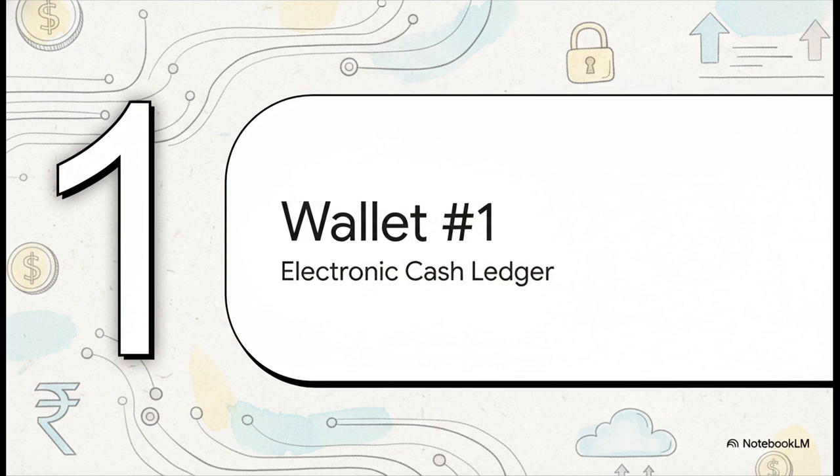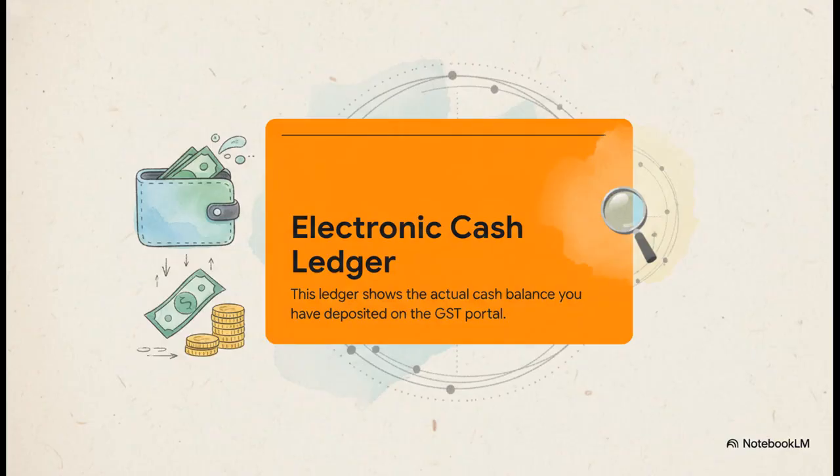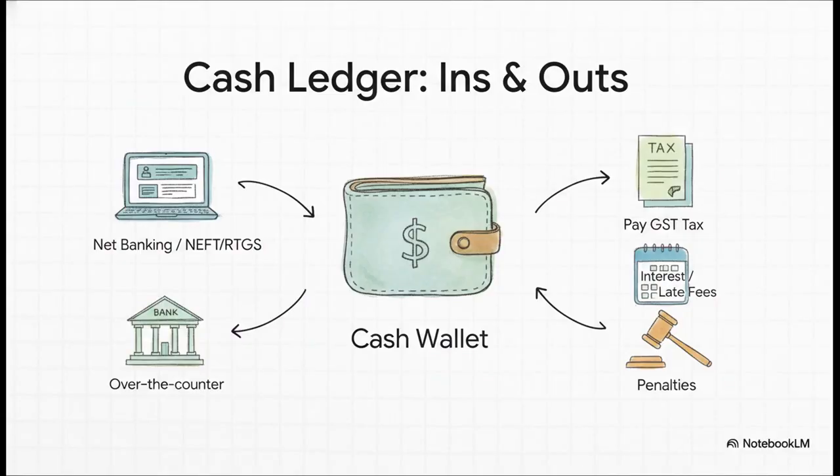And you know what? This one is probably the easiest one to understand. Think of this as your own personal digital wallet, right there on the GST portal. It's an account that you top up with your own money, specifically for handling all your GST payments. So how do you get money into this wallet? Well, just like you'd expect, through normal banking stuff like net banking or electronic transfers like NEFT and RTGS.